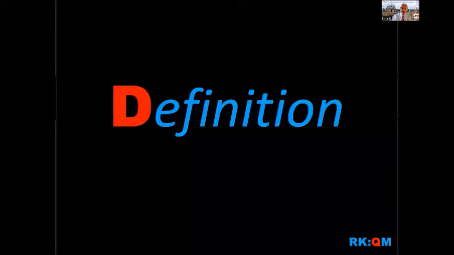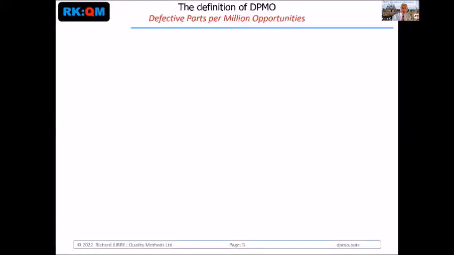First, let's look at the definition. Before we start working on the DPMO statistic and predicting the quality of our process, we need some definition of what we're talking about. Let's look at a very simple example. Later, we shall develop this into a more useful application.